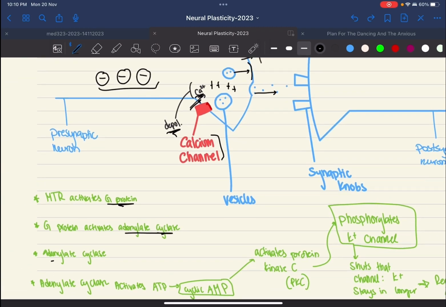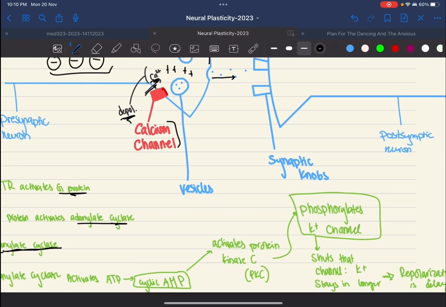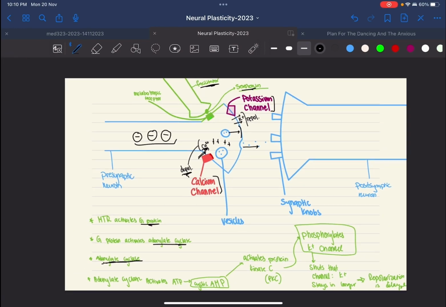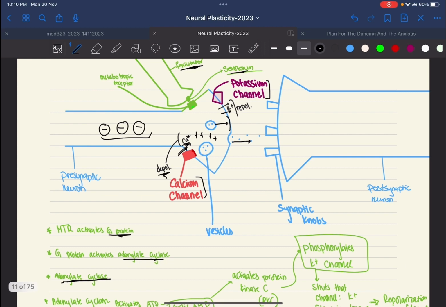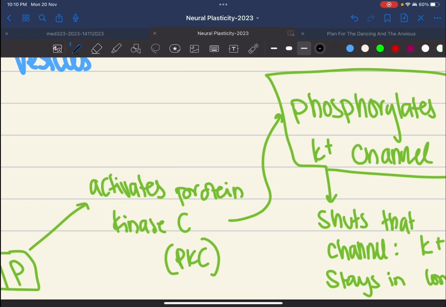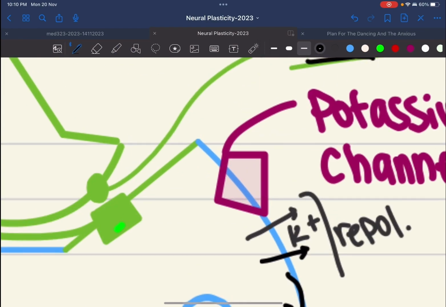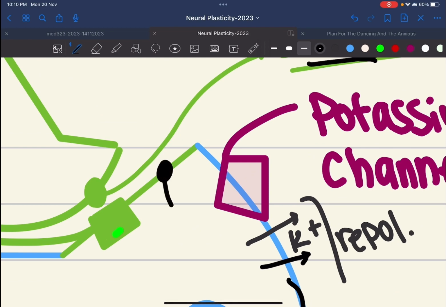Now, I'm not sure if you're supposed to know all of these steps. It is more preferable that you know these components, but the main objective of all of this, the main objective of the serotonin binding to the metabotropic receptor and initiating all of this, is that we can activate the protein kinase C. Now, why do we need to activate this protein kinase C? What does it do? This protein kinase C, once it's activated, starts phosphorylating the potassium channel.